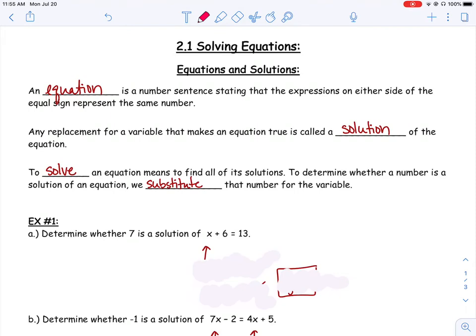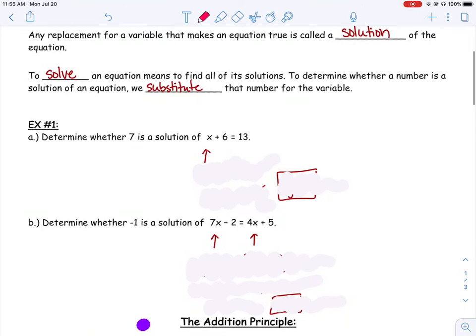Sometimes we have no solution that works, sometimes we have exactly one solution that works, and sometimes there's even multiple solutions that may work for an equation. To determine whether a number is a solution of an equation, we can substitute that number in for every variable and make sure that the left side does equal the right side. Let's do an example of that real quick.